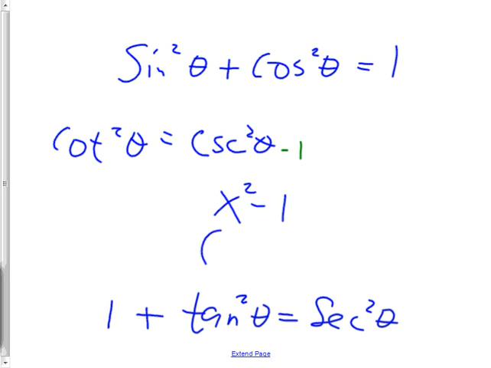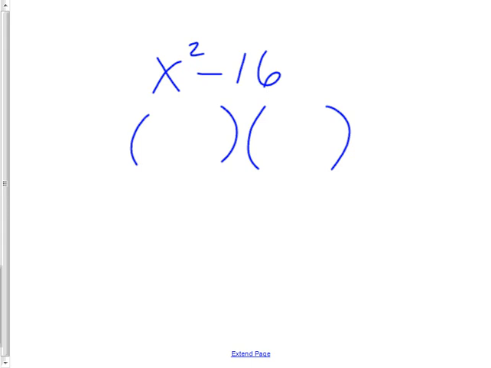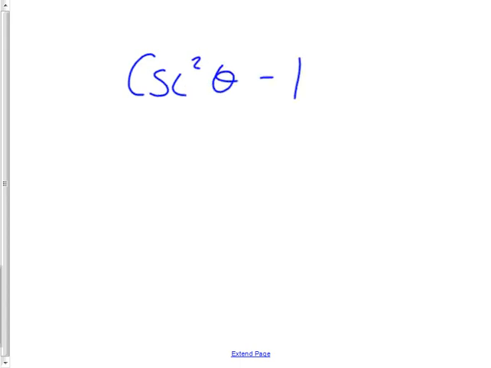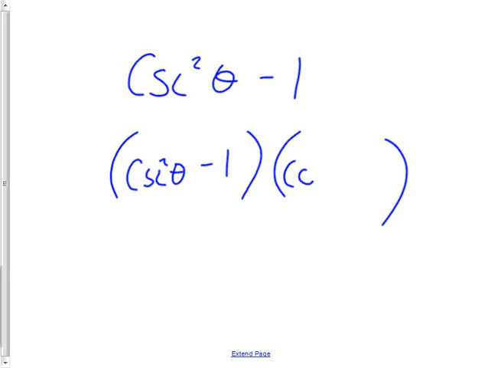If it was x squared minus 1, do you get it could factor into x plus 1 and x minus 1? I'm going to say that again. Let's say you had x squared minus 16. Do you get that can factor? And it would factor to x plus 4 and x minus 4. Get where I'm going with this? So cosecant squared minus 1 can factor, just as if this was an x squared minus 1, into cosecant minus 1 and cosecant plus 1. I want you to just kind of absorb that for a minute.